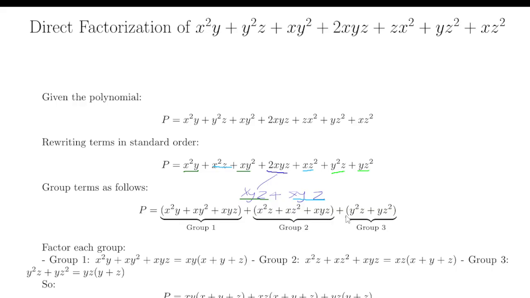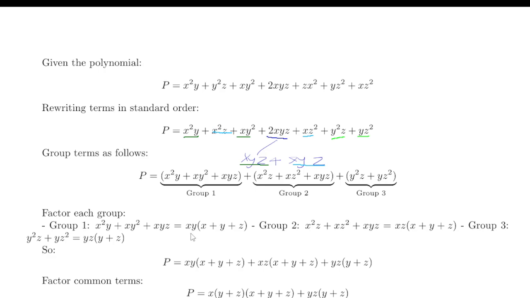Now from there we can factor each group. Looking at the first group, what do they all have in common? They have a power of x and a power of y, to the first power for both. So it's xy, and then what's left is x plus y plus z. The second group, what do they all have in common? They have x and z in common, so that gives us x plus y plus z again. The third group has y and z in common, and we just have y plus z.